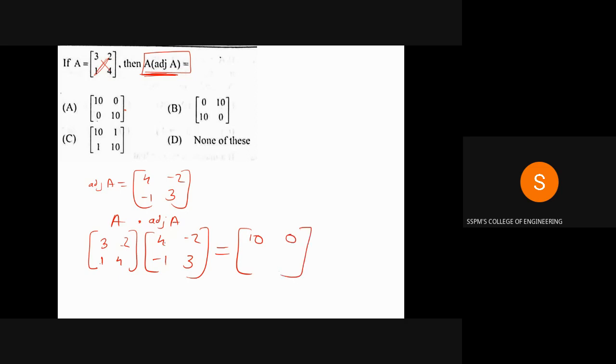Then 1 into 4 it is 4, 4 into minus 1 minus 4. The 4 minus 4 is equal to 0. Then 1 into minus 2 it is minus 2, and 4 into 3 it is 12. Minus 2 plus 12 it is 10. So 10 0 0 10. So correct option will be this. Okay, this will be the correct option.